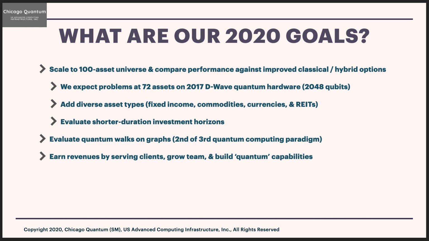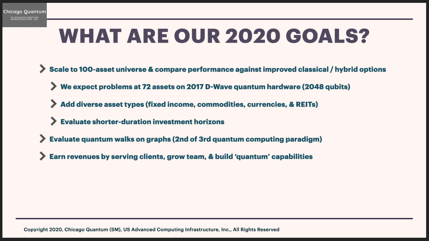So, what are our goals for 2020? I am the president of Chicago Quantum, and so where are we focused? We're focused on scaling to a 100 asset universe. If we could solve with one throw of the dice 100 assets and find the best portfolio, that makes something like the S&P 500 a little easier to get your teeth around. And we're going to compare performance against even more improved classical and hybrid options.